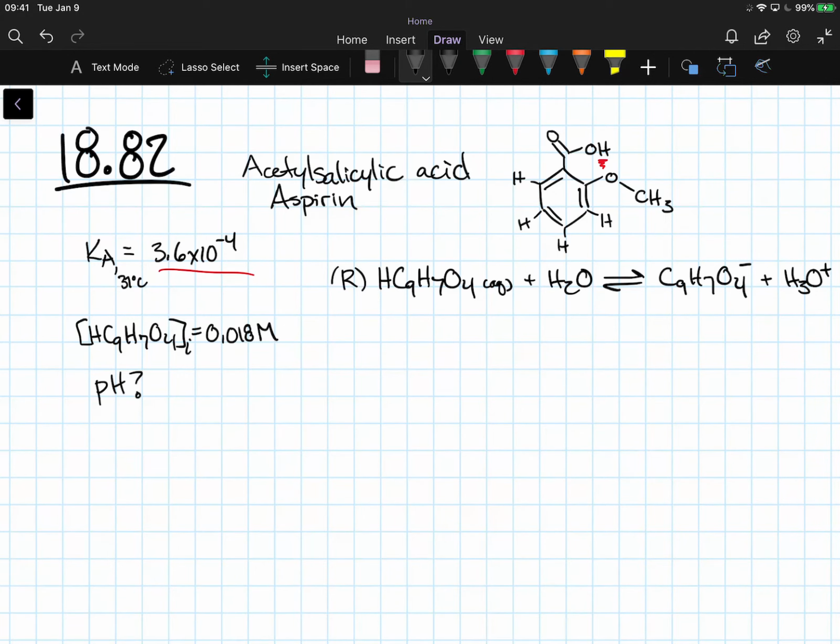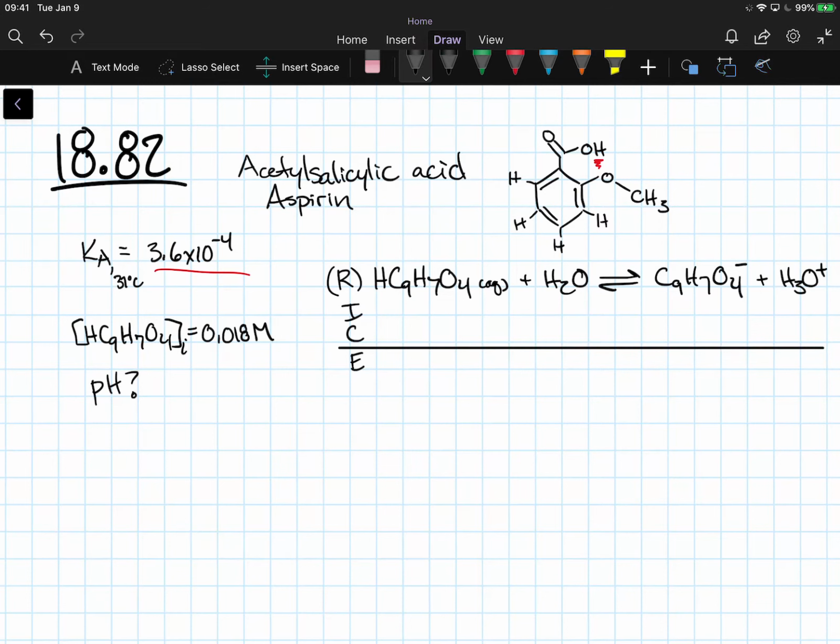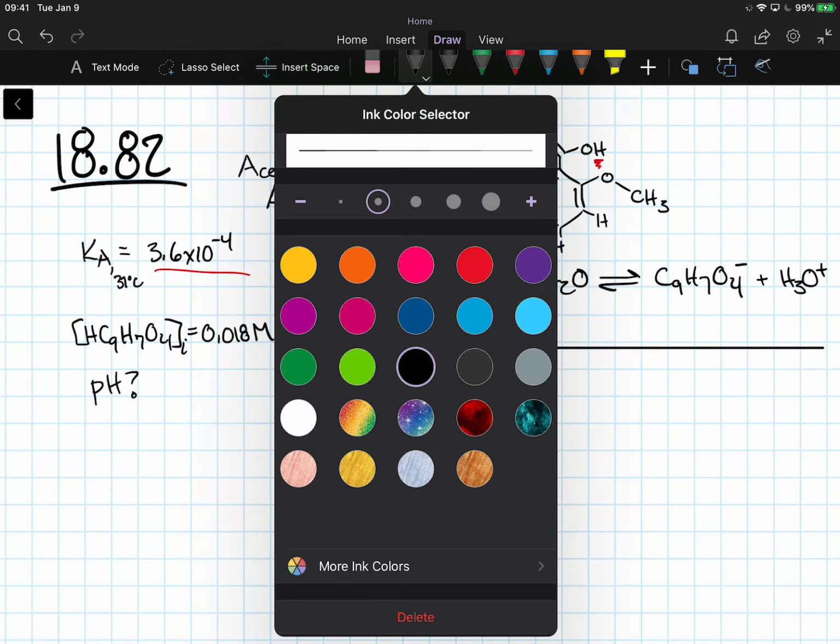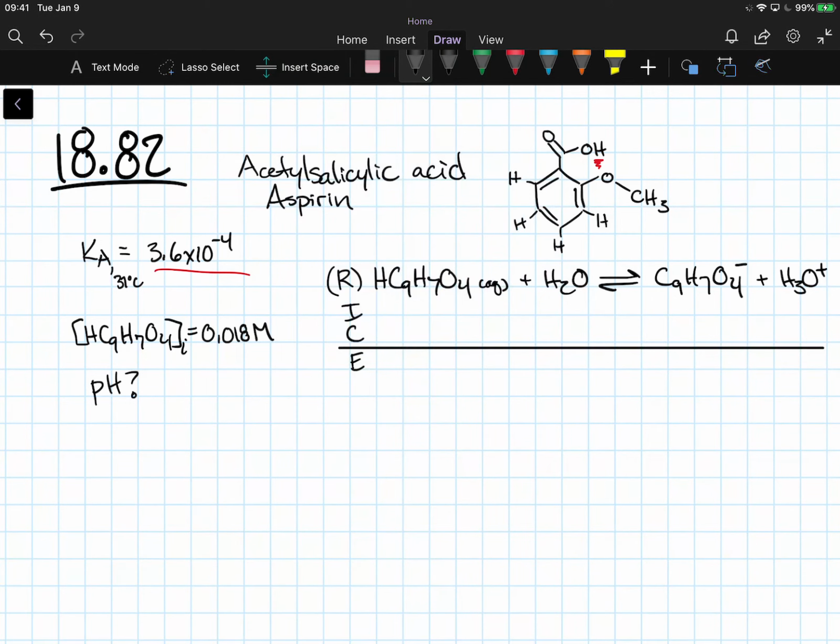So here's our reaction. We're setting up our initial concentrations, our change, and our equilibrium. Let's see if I can get this quickly here. Draw a line across there, make it look kind of level. There we go. This is going to be a lot better than class. All right. So now back to drawing. Uh-oh. Maybe not. All right.